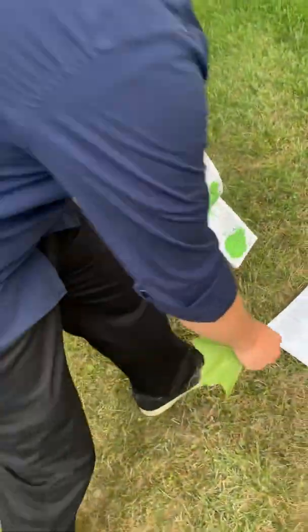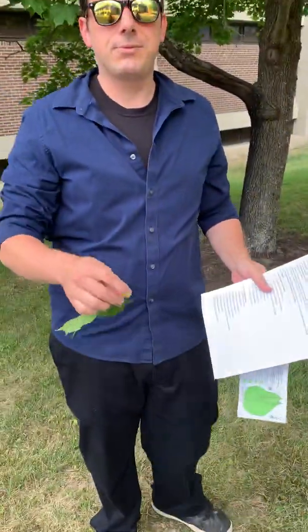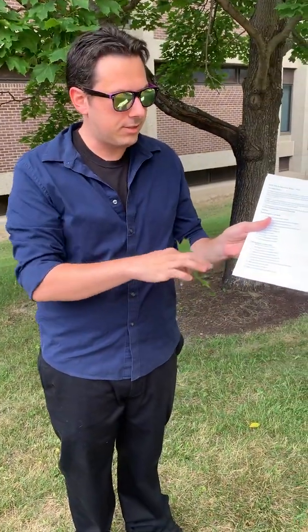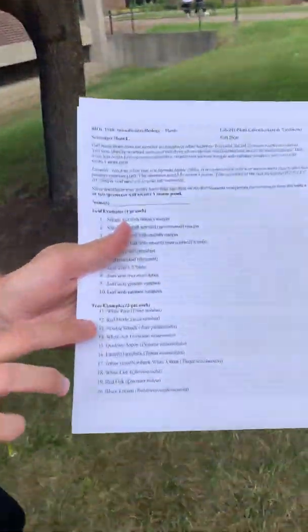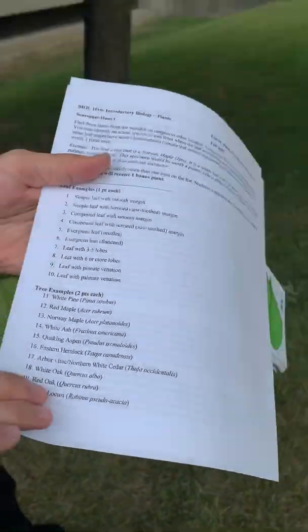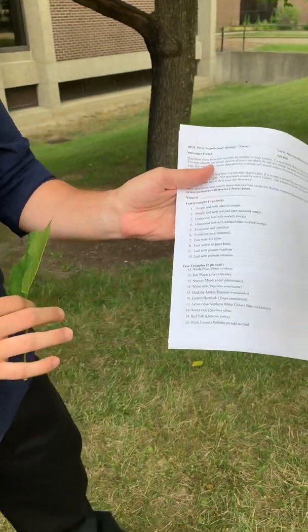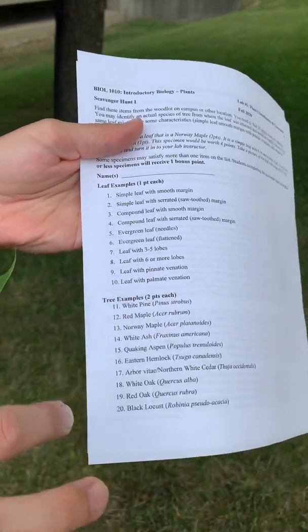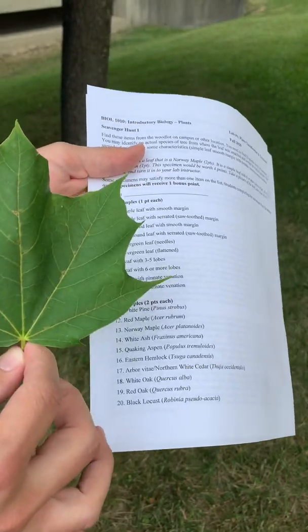So then you would say, I found this leaf. Is the Norway maple on this little sheet list? And the answer is yes, it is. It is number 13. So this leaf by itself is worth 2 points. Does it have any of these other things? Well, it's a leaf with palmate venation, right? We just said that it has palmate venation right here, so that's worth another point.